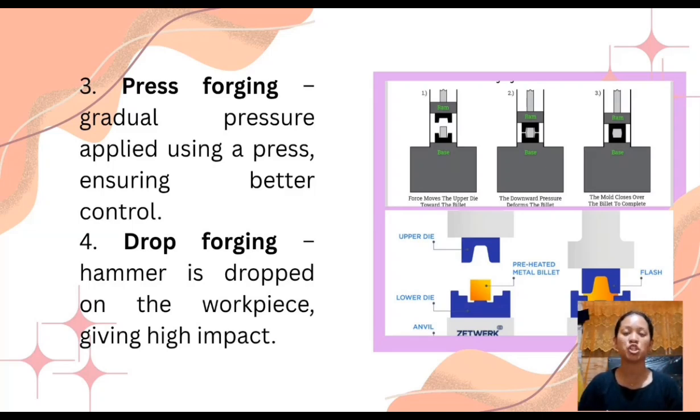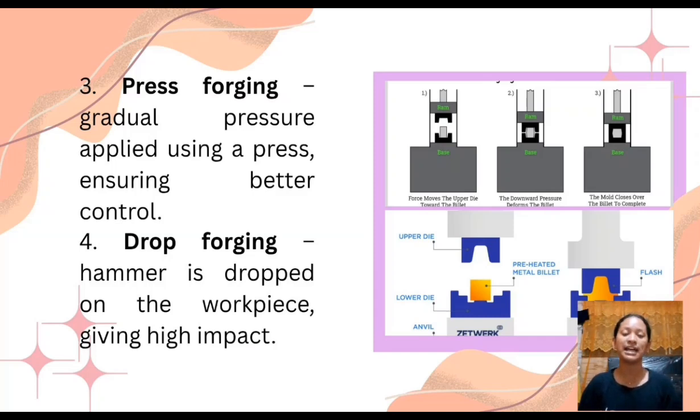In press forging, gradual and continuous pressure is applied using a press. From the word press, it means to squeeze. The deformation happens slowly, which allows better control over the shape and dimensions. It ensures uniform shaping throughout the metal and is also suitable for large or precise parts. For example, large turbine shafts and structural parts.